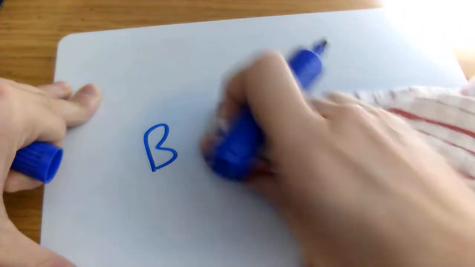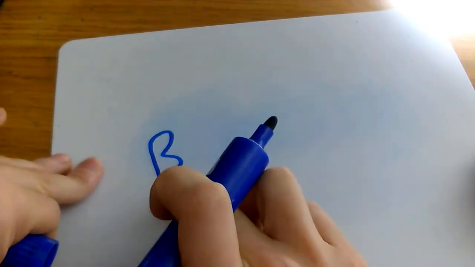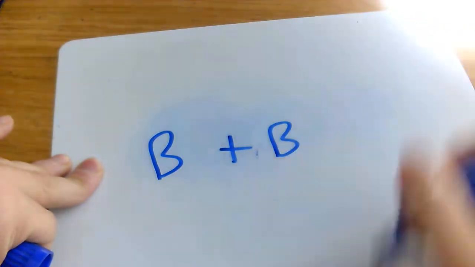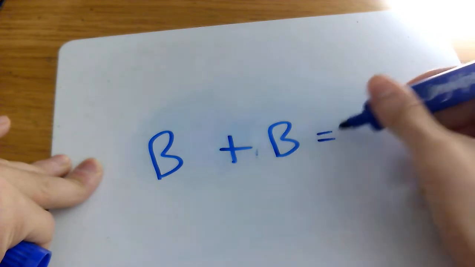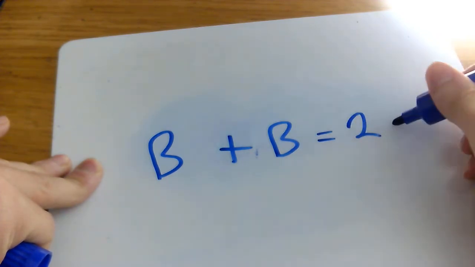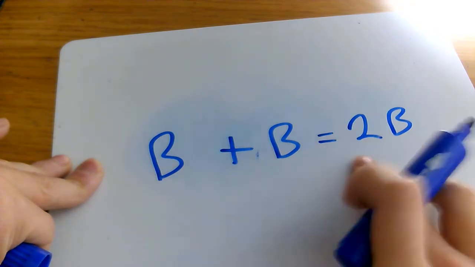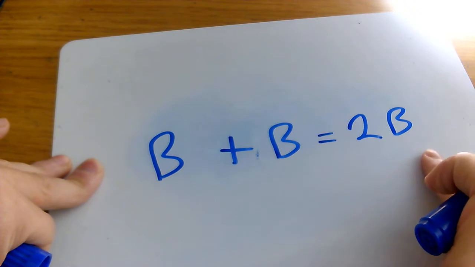What if I got two bags? So I got my original and then another one. Well, then I'd have one B, add another one. Two bags. And if you have B plus B, you'll often see this written like this, 2b. So b plus b can be written as 2b. And this means the same thing as 2 multiplied by b.